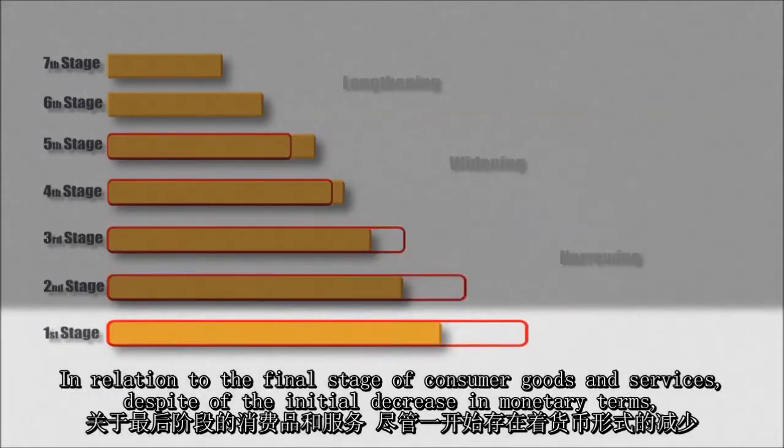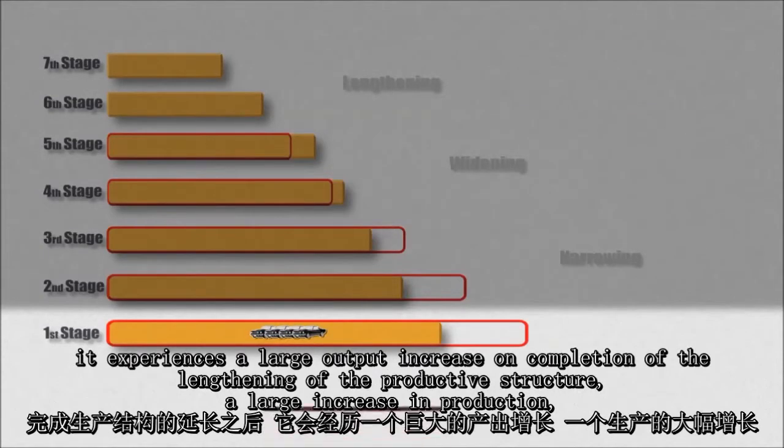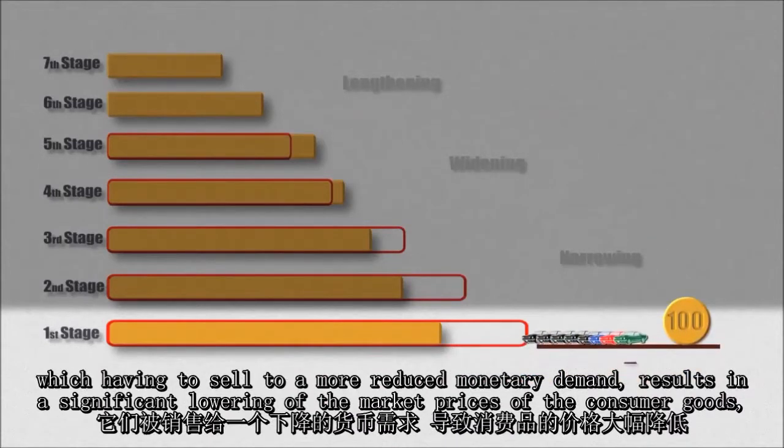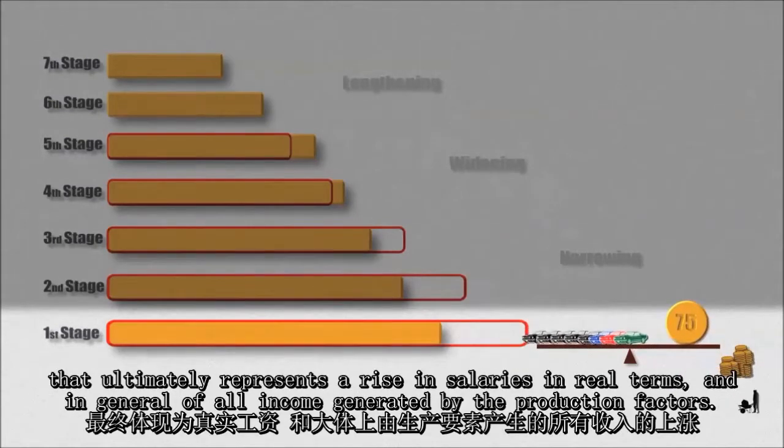In relation to the final stage of consumer goods and services, despite the initial decrease in monetary terms, it experiences a large output increase on completion of the lengthening of the productive structure, a large increase in production, which, having to sell to a more reduced monetary demand, results in a significant lowering of the market prices of the consumer goods, that ultimately represents a rise in salaries in real terms, and in general of all income generated by the production factors.